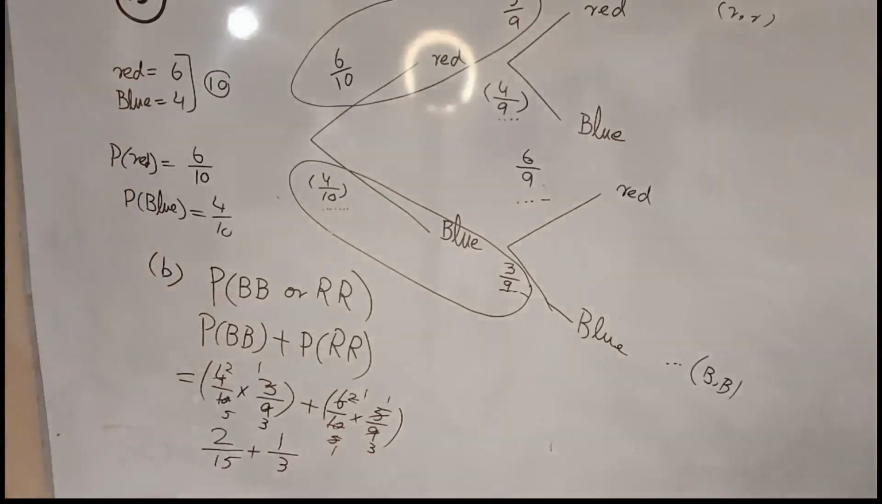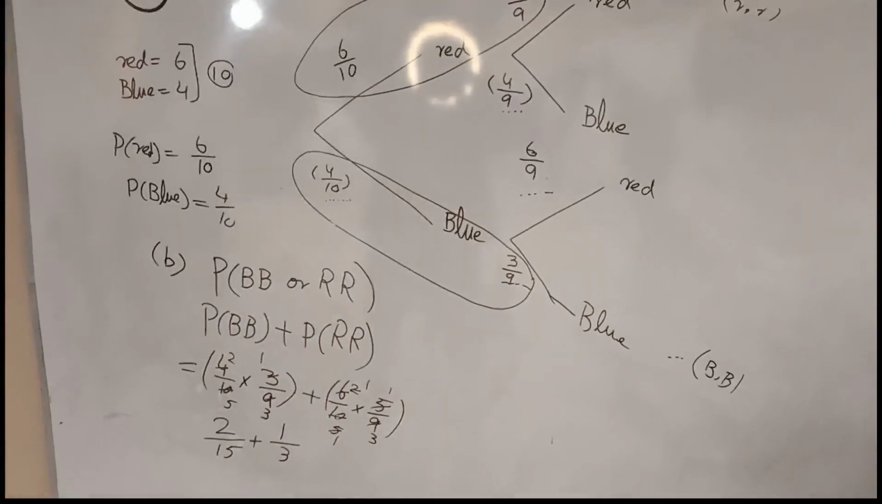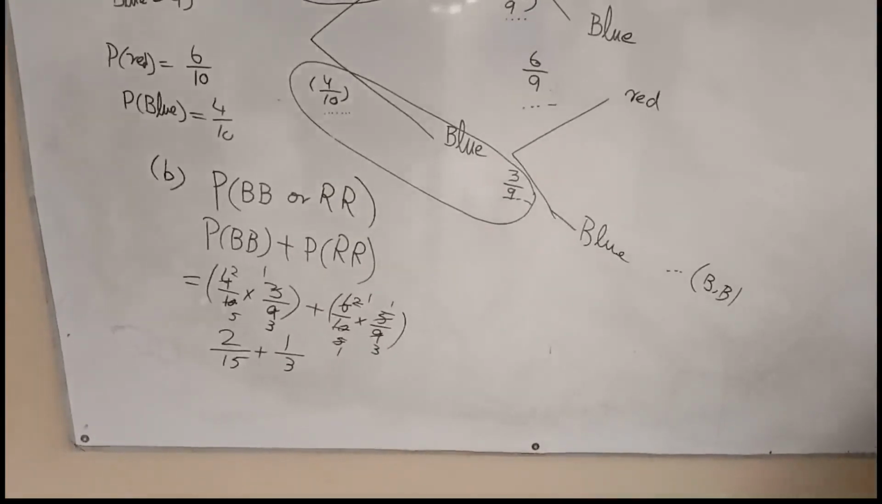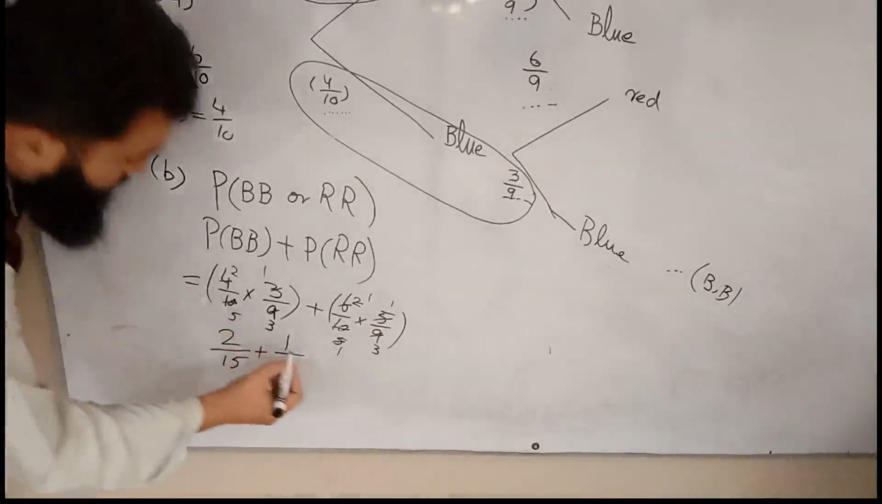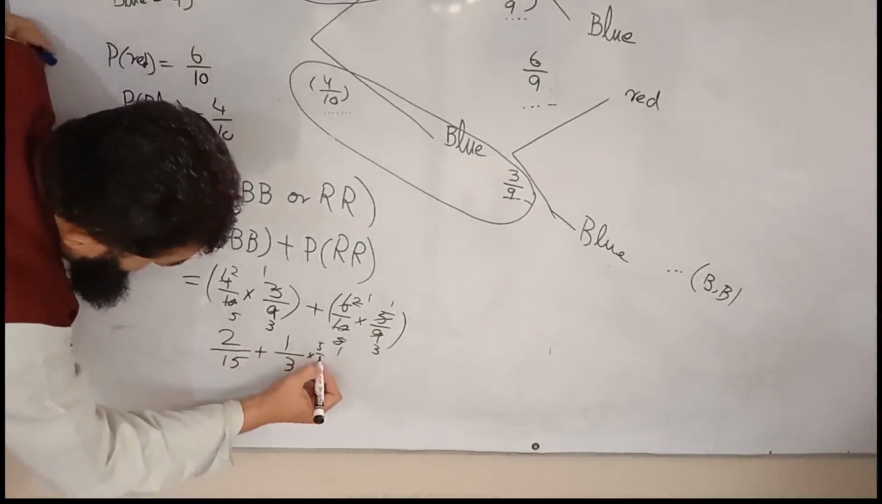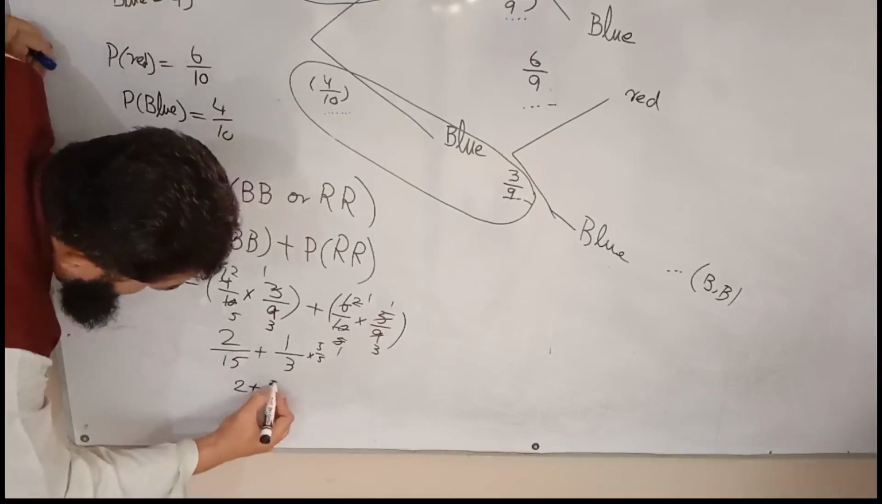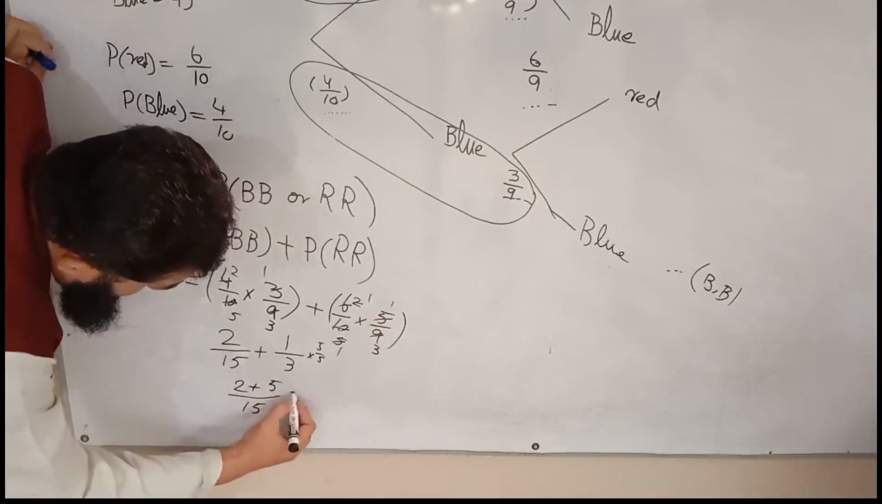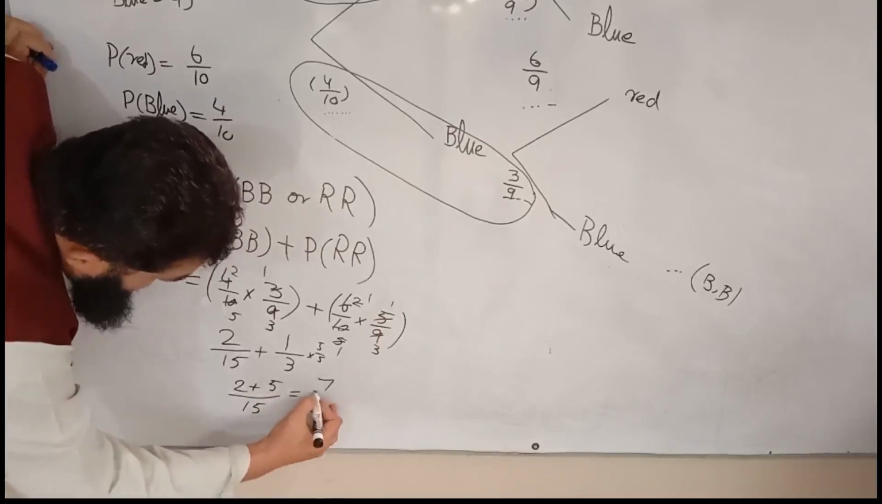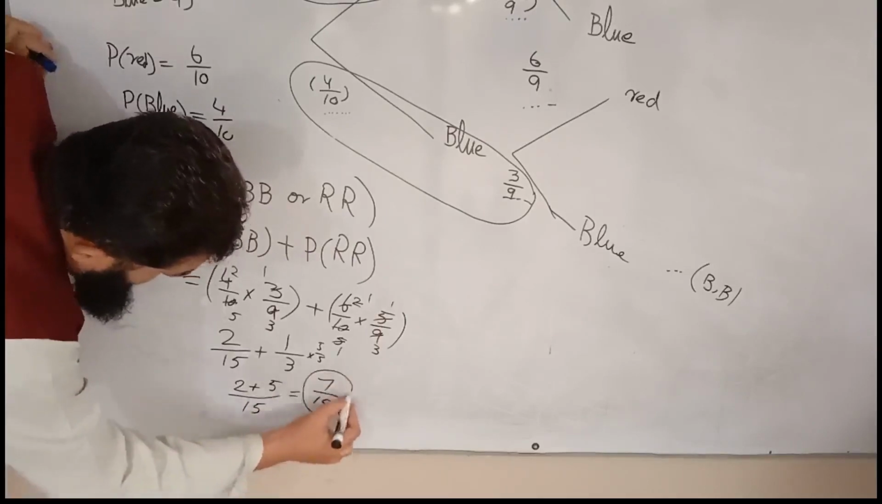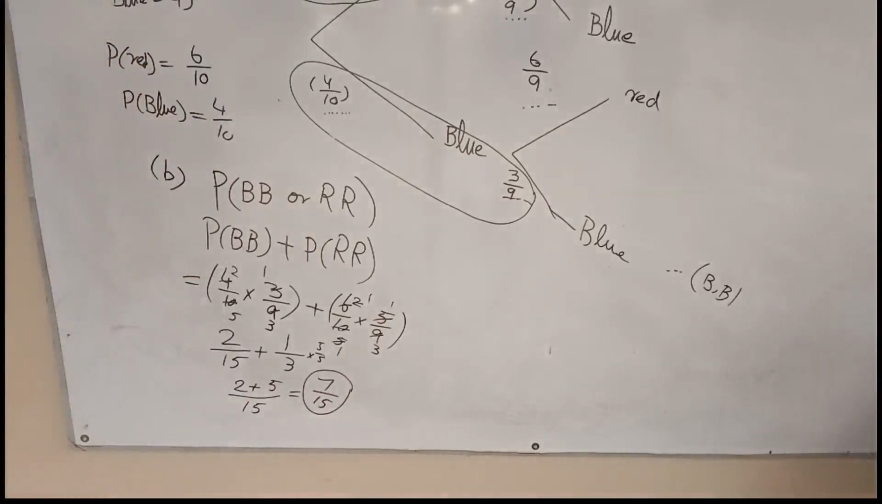We have to add these two fractions. How will we add them? We have to take the LCM. To take the LCM, we multiply it with 5 here and 5 here. It becomes 5 over 15. So the answer will be 2 plus 5 over 15, equal to 2 plus 5 is 7. The answer will be 7 over 15. So the probability of drawing the two counters of the same color is 7 over 15.